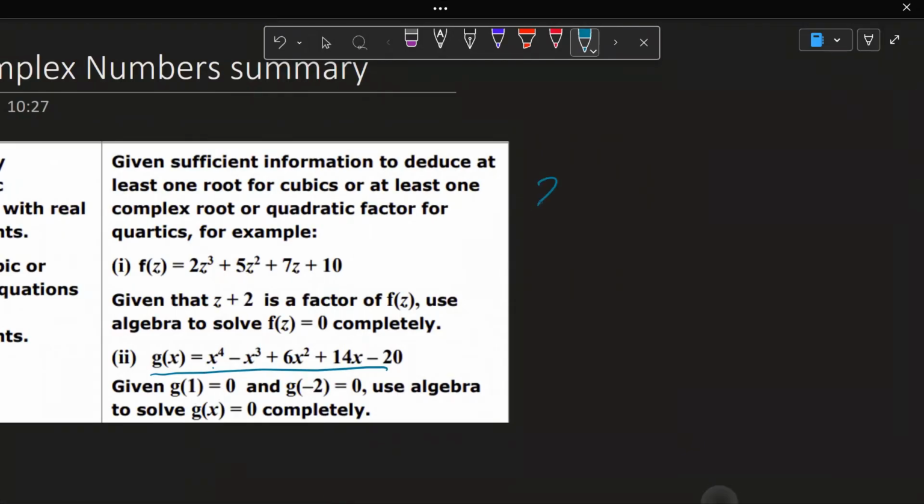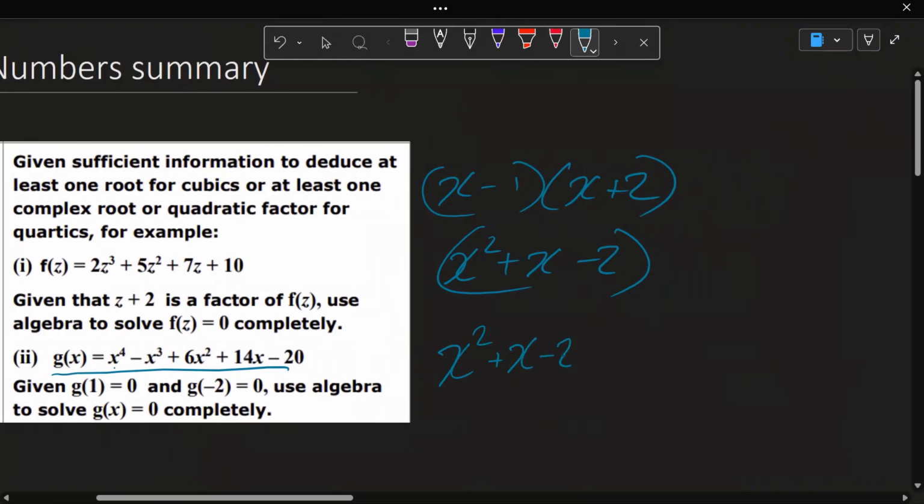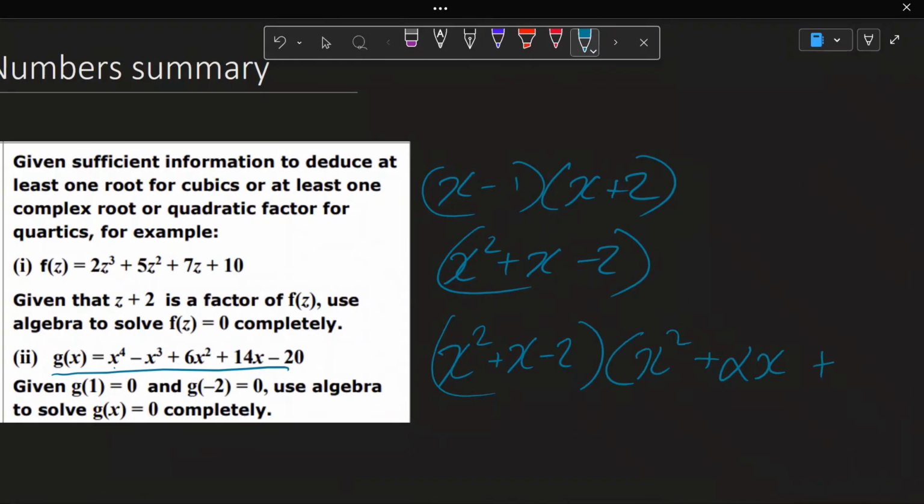So we have x minus 1, x plus 2. This will give you x squared plus x minus 2. To get the other quadratic, I think I'll just inspect this. So you've got x squared plus x minus 2, x squared plus alpha x, I'll call it, plus 10 to get our minus 20 here.